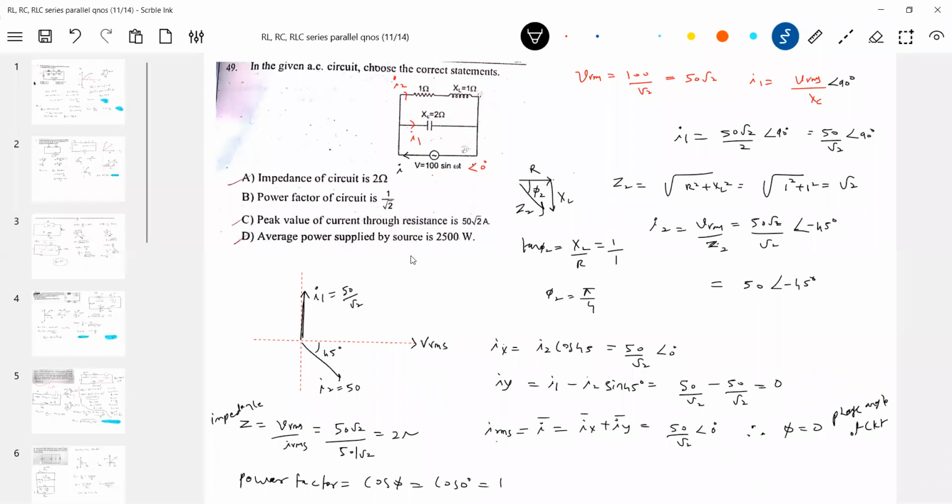Peak value of current through the resistance. So what is the value of I2? We know I2 is 50. It's an RMS value, no? So what is the peak value? I2 is equal to I2m by root 2, no?